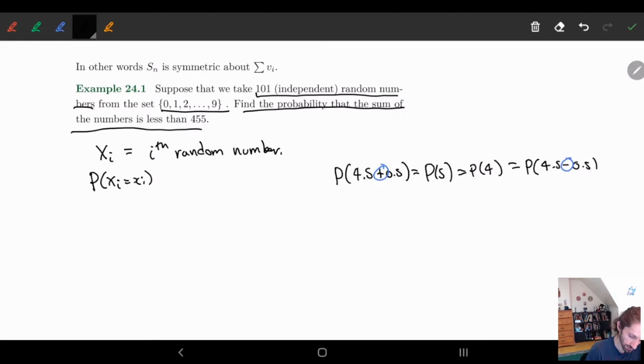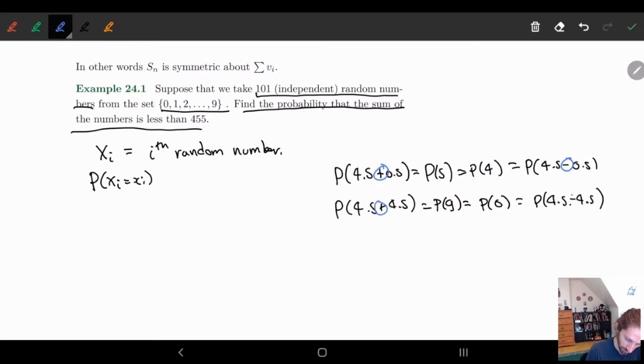Let's try it with another set of numbers. So let's try 4.5 and 4.5. Here we have P of 9. This is obviously equal to P of 0. And so we get P of 4.5 plus and P of 4.5 minus, and here again we have plus and minus, and we're happy. You obviously have to do this with all the numbers, but you can see how this works. You're probably wondering, well, all the probabilities are the same, so why can't we do 5.5, for example? Well, let's try 5.5 and see what happens.